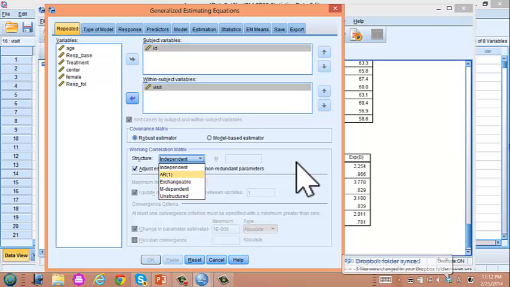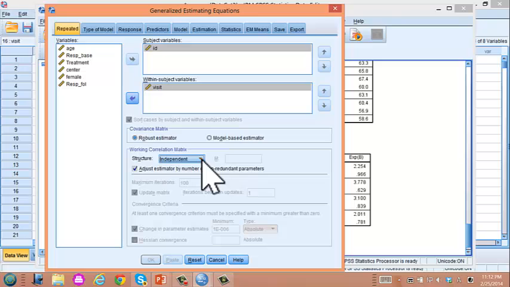GEE actually does have iteration in its computation. So even when you guess the initial correlation matrix as independent, by iterating this process, GEE will converge to the right correlation structure. This is the difference between GEE and a mixed effect model. A mixed effect model uses a closed formula, so if you guess the wrong correlation structure, that will impact the p-value.